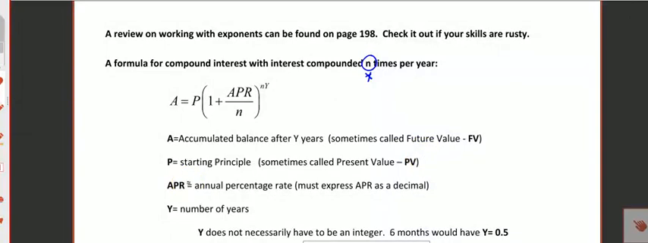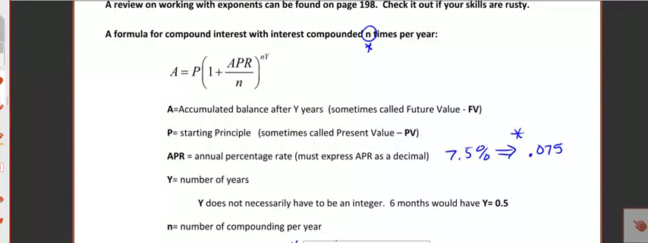APR is the annual percentage rate, and you have to change it to a decimal. So if my percentage rate is 7.5%, I have to convert that to a decimal as 0.075. Always, always very important. Y is the number of years you're going to leave your money in the account, and it doesn't necessarily have to be an integer. If you only leave it in for 6 months, then Y would be 0.5 or 1/2.